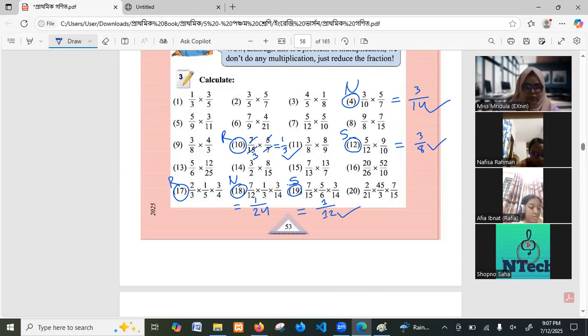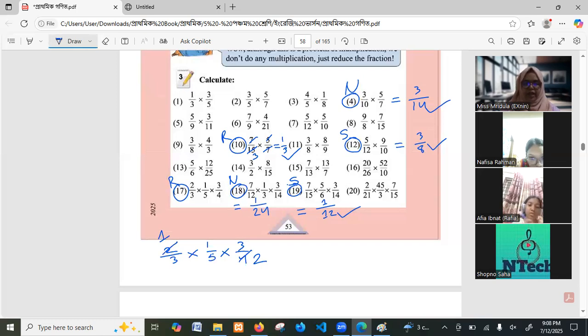Okay, so let's see. We have 2 by 3, we have 1 by 5, and we have 3 by 4. When we have multiple fractions, like more than 2, it gets a bit difficult to find out the crisscross cutting out. Here you can see that we have 2 and 4, right? So I can cut down both of the numbers by 2. If I am dividing 2 by 2, I'm getting 1, and if I'm dividing 4 by 2, I'm getting 2. So this much I can do.